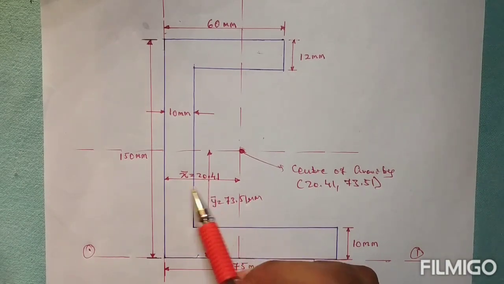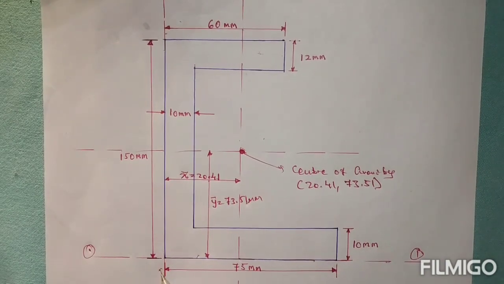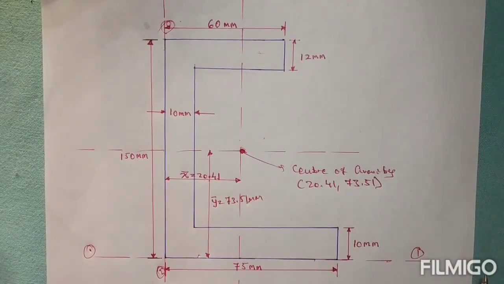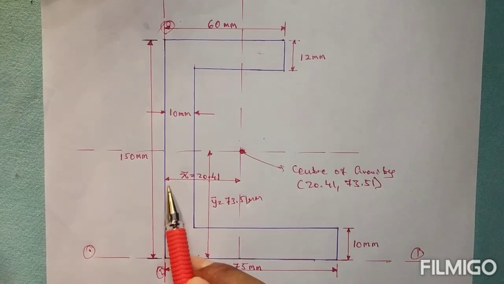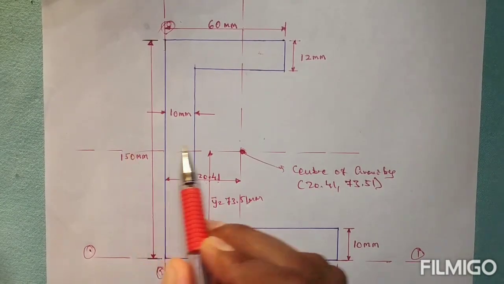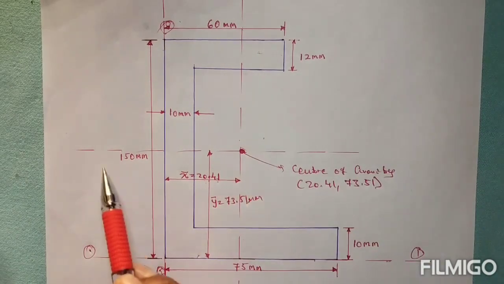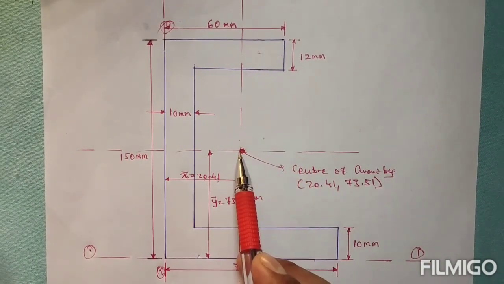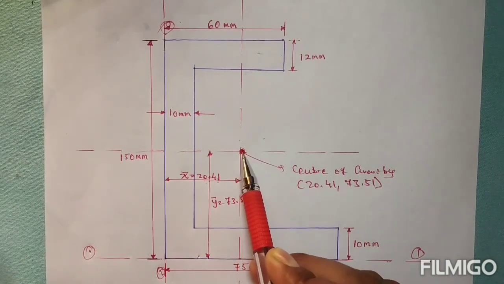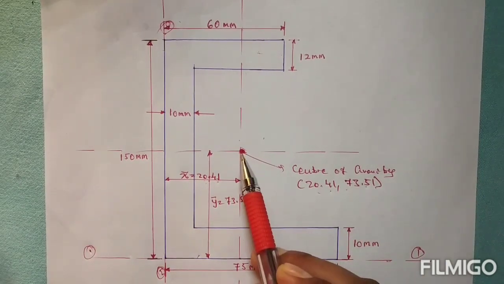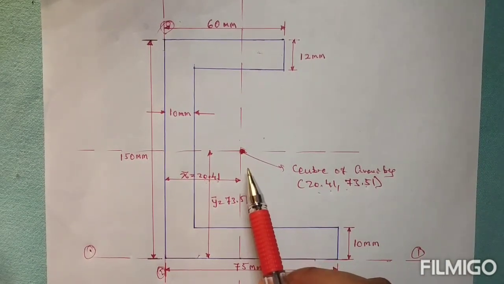Similarly, x bar I have to draw. For that I have to take reference axis 2 2. With reference axis 2 2 I have drawn x bar as 20.41. These two lines, the x bar and y bar, will meet at this point. This will be the coordinates of our CG, that is 20.41 and 73.51. So this will be the center of gravity of our section.